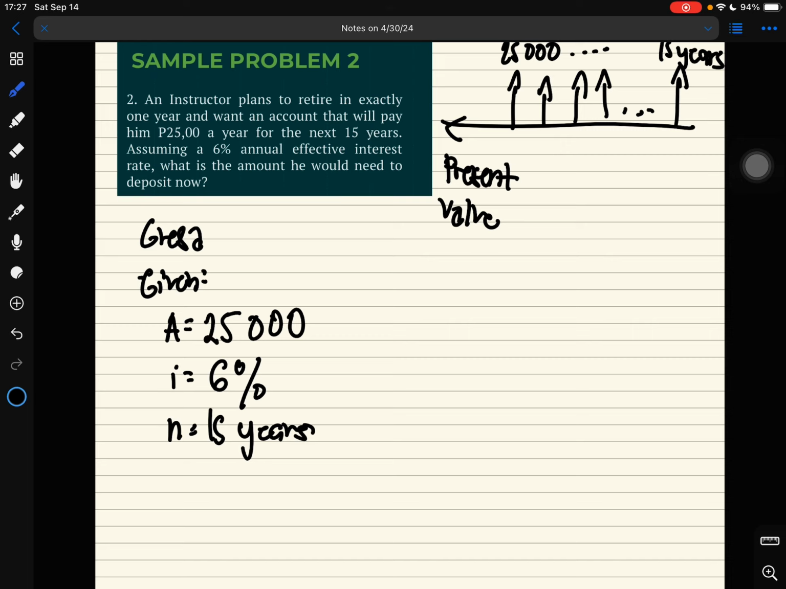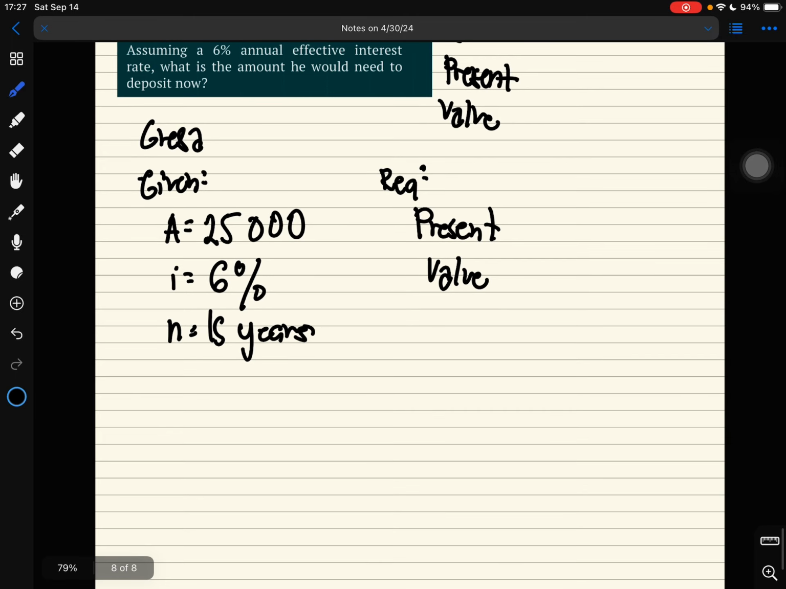So, ang required natin is, anong hinahanap? Present value na kailangan mo nang i-deposit ngayon para in the next 15 years makakakuha ka ng 25,000. Okay? So, ang hinahanap natin is present value. So, for our equation, dahil present value ulit ang hinahanap, ano ang positive? 1, negative is N. Okay? So, present value is equal to annuity times 1 minus 1 plus I raised to negative N all over I.